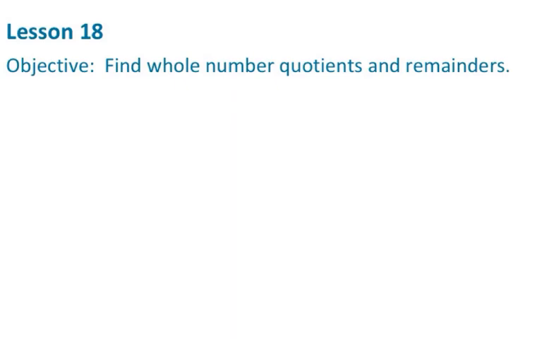This is grade 4, module 3, lesson 18, and the objective in this lesson is to find whole number quotients and remainders. So we're going to look at question number 5, and the directions for this say solve using the standard algorithm, and we're going to check your quotient and remainder by using multiplication and addition.